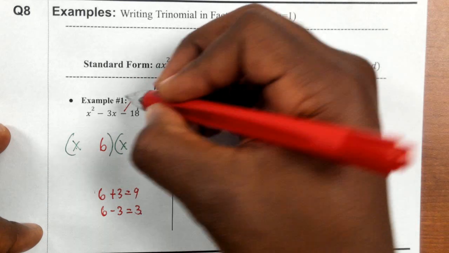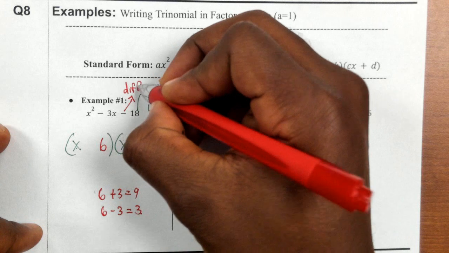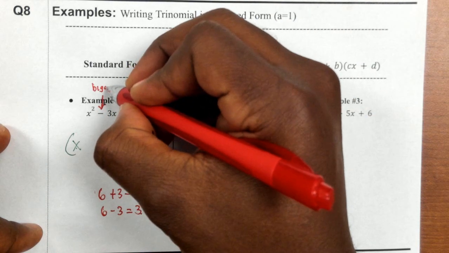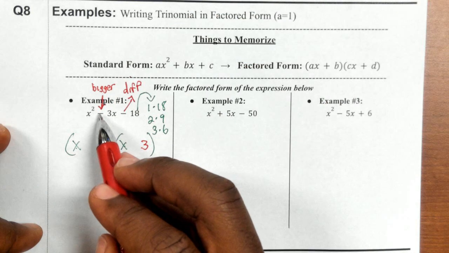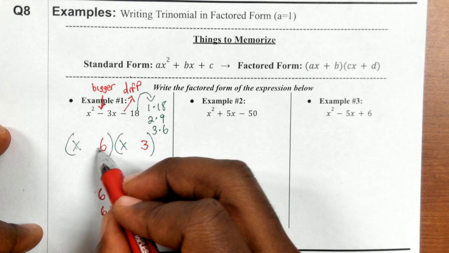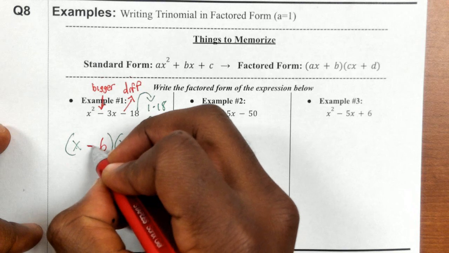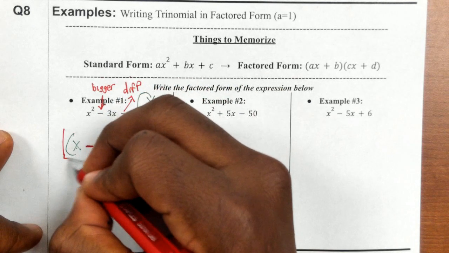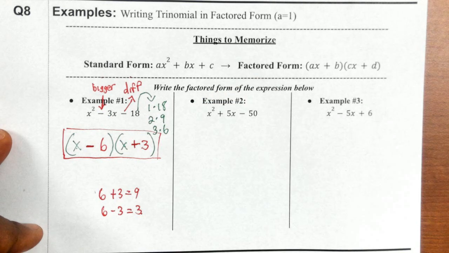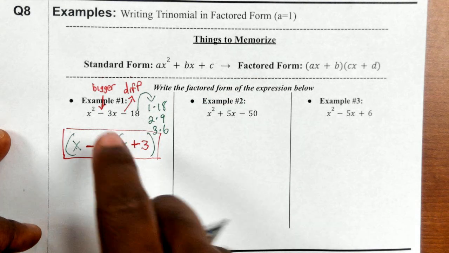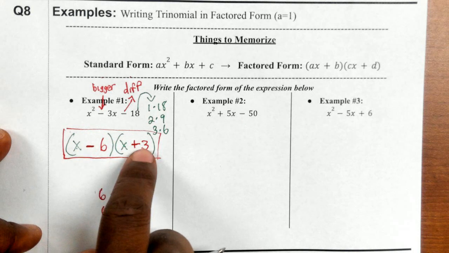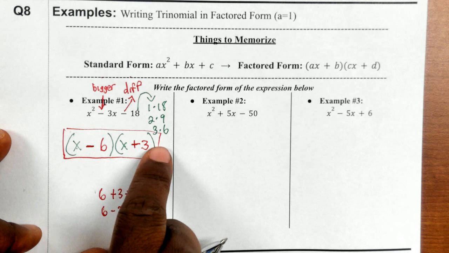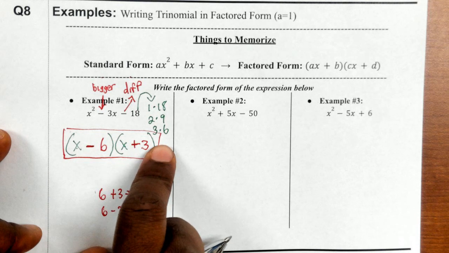Anytime you have a negative here, that means you're going to have different signs. This sign right here tells me that the bigger number will have a negative sign. So 6 is the bigger number, so the 6 will have a negative sign, the 3 will be positive. And that is the answer. So again, pretty straightforward. You don't need to flip this because the question wants you to write factored form. It does not want the value of x, so you do not need to flip anything.